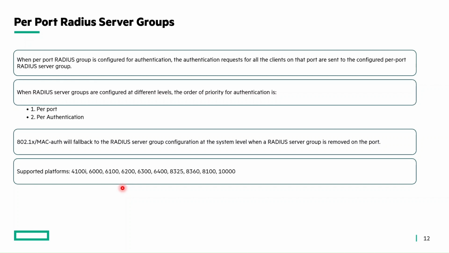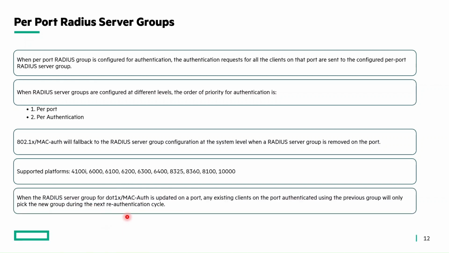When we have this radius server group assignment updated after the client has been onboarded, initially the client would have been authenticated via the global radius server group. Later on, when we enable this feature on the interface and the client is re-authenticating, the radius request will go only through the per port radius server group assignment, not with the previous authenticated radius server group assignment. So we have to make sure the interface level configuration is done before the clients are getting onboarded.